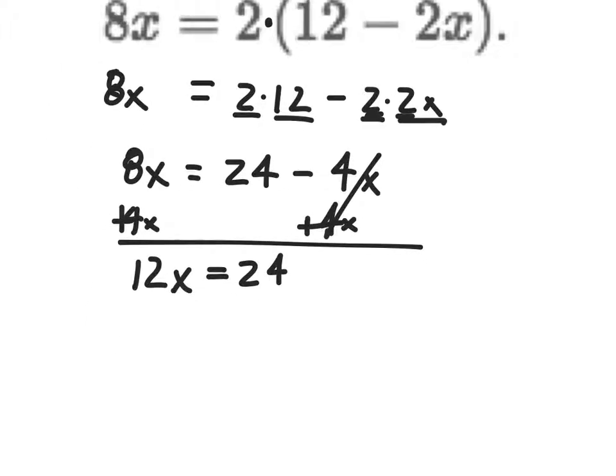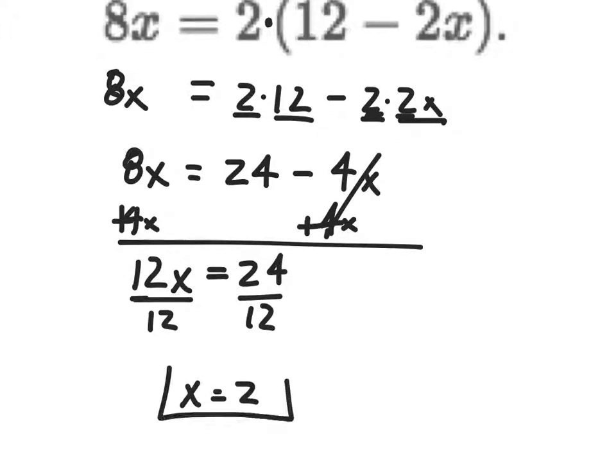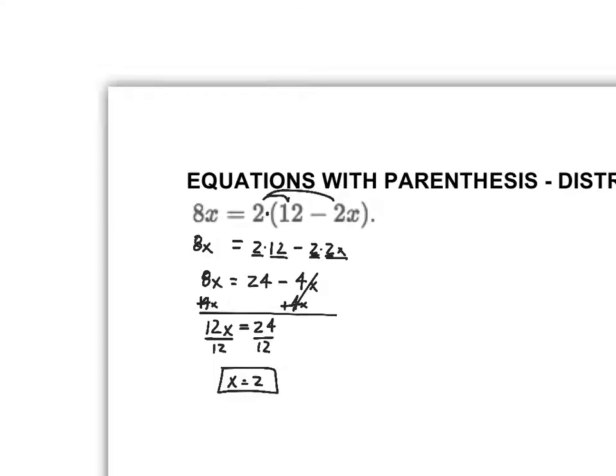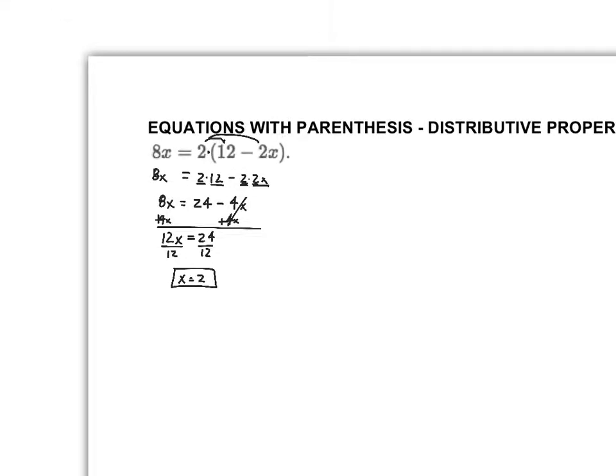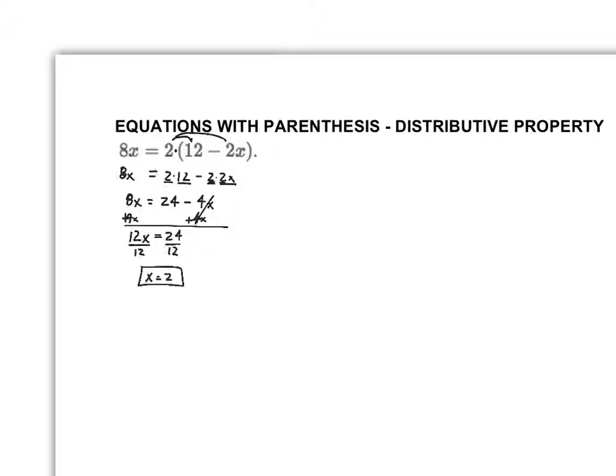Now I have a one-step equation. I'm just going to divide by 12 on both sides, and I get that x is equal to 2. We can check our answer, but that's how we do something like that. So that's what you do when you see a number on the outside of parentheses like that. Let's go ahead and do another one of these.